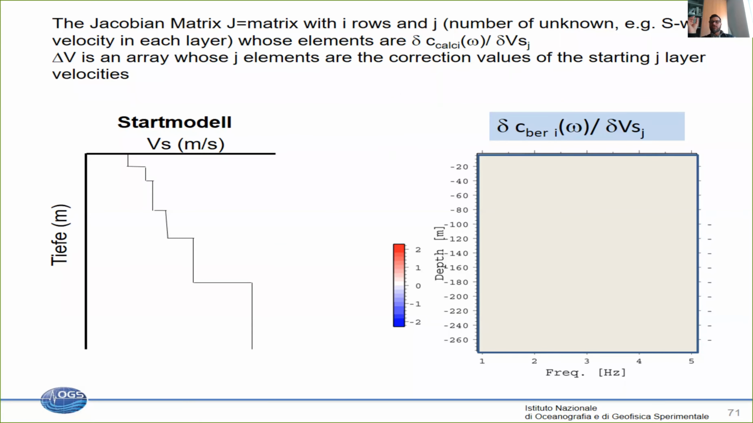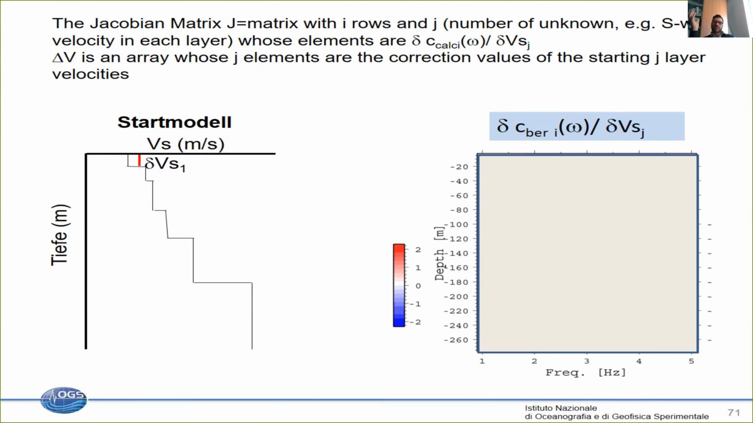So to do this, I need to calculate a matrix, the Jacobian matrix, that is linking the changes in the phase velocity to the changes in the underground structure, in the shear velocity in each layer. So how can we do it?